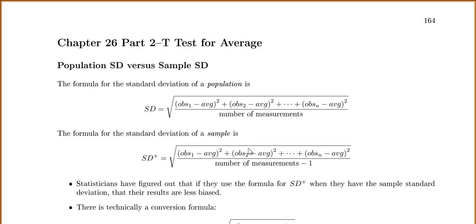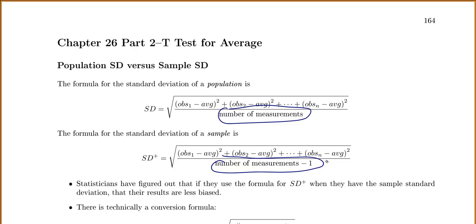But the formula for the standard deviation of a sample is almost the same, except that instead of dividing by the number of measurements, you divide by the number of measurements minus 1. And our textbook calls this SD plus instead of just SD. Most other textbooks use the symbols sigma versus S if you've taken another textbook. Otherwise, don't worry about it.